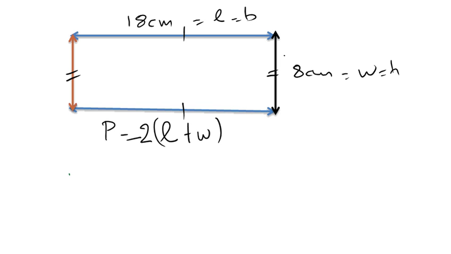As you remember from the previous video, we discussed that the perimeter of a parallelogram is 2 times the sum of the length and the width. We said that this side can be considered the length or the base, and this side can be considered the width or the height. We use another formula to find the area.